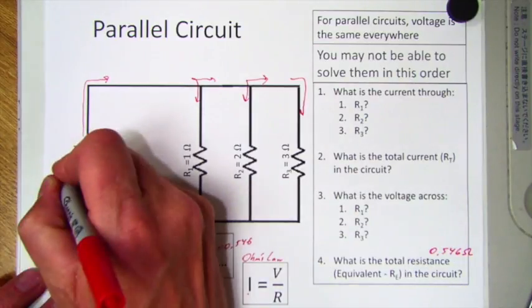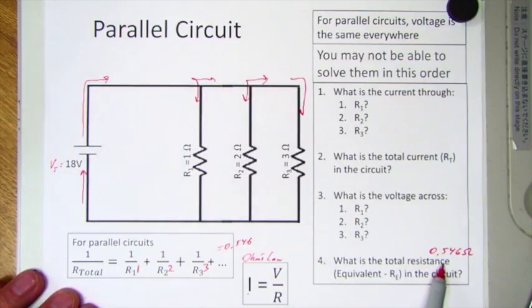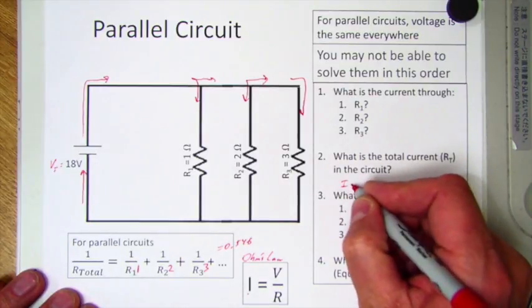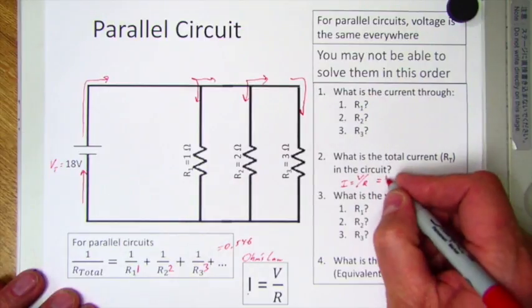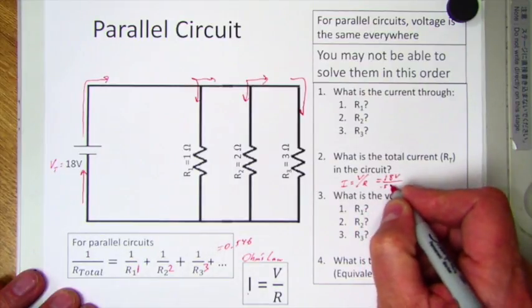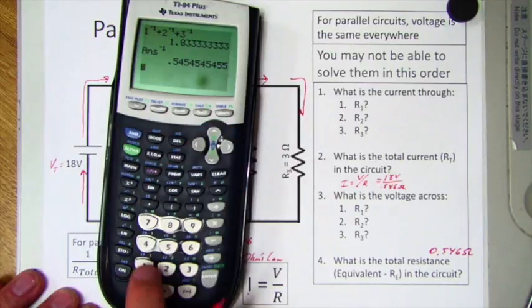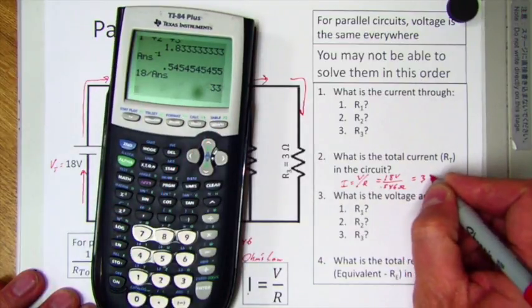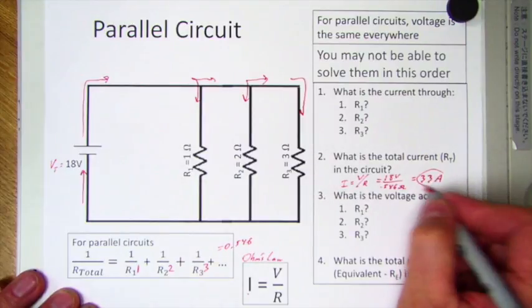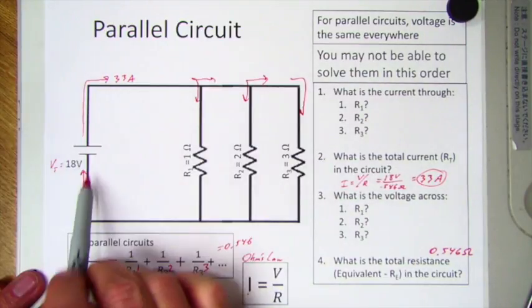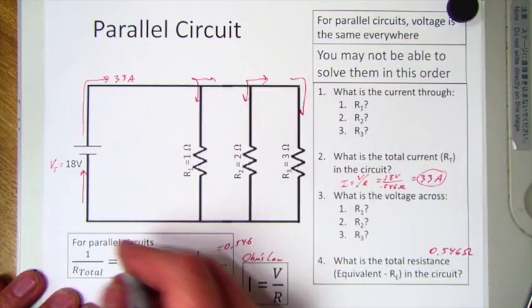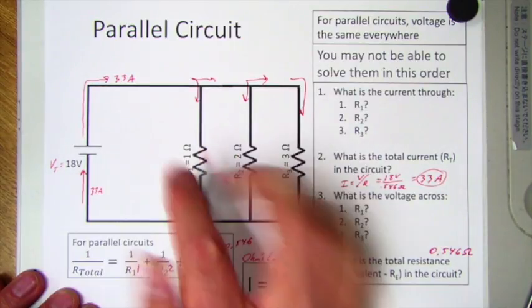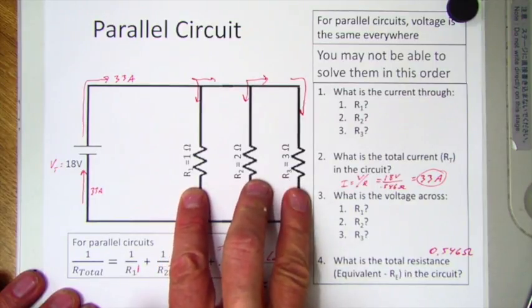Okay, so now we know the total voltage. Voltage total is 18 volts. We have the total resistance, so we can find the total current using Ohm's law. Current is voltage over resistance. So the total voltage is 18 volts. The total resistance is 0.546 ohms. So I'll take my 18 and divide it by that, and get that the total current is 33 amps. That means there are 33 amps of current flowing through here. But some of it goes down each branch. In the end here, it's still the 33 amps flowing through, but we need to eventually find out how much amperage is flowing through each resistor.